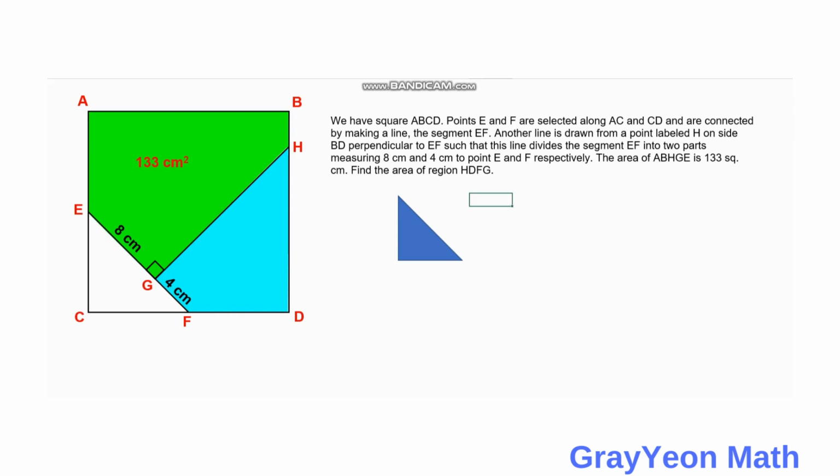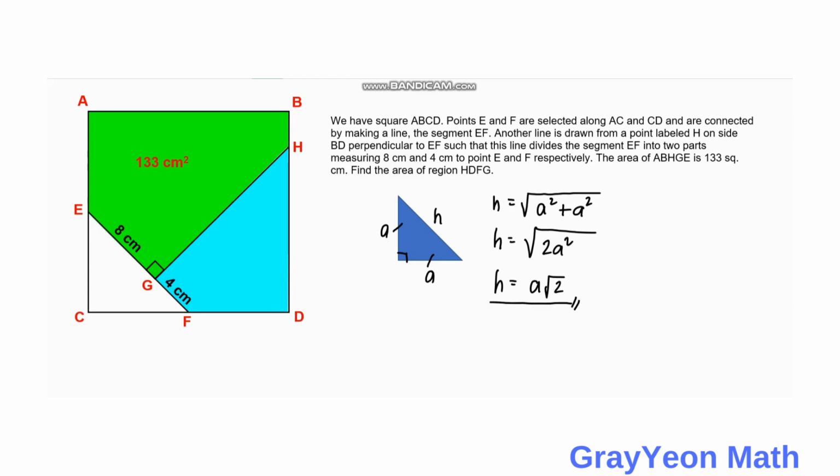Okay, so the first thing that we have to do is make a review of the isosceles right triangle. If you have an isosceles right triangle, then you have a right triangle wherein the two legs are congruent. If we say that this is a, this should also be a. So if we try to find the hypotenuse, then the hypotenuse is equal to the square root of a squared plus a squared by using the Pythagorean theorem. Simplifying, this is 2a squared. The square root of 2a squared gives a square root of 2. So we conclude that for any isosceles right triangle, the hypotenuse is equal to a square root of 2, or the side multiplied by square root of 2.